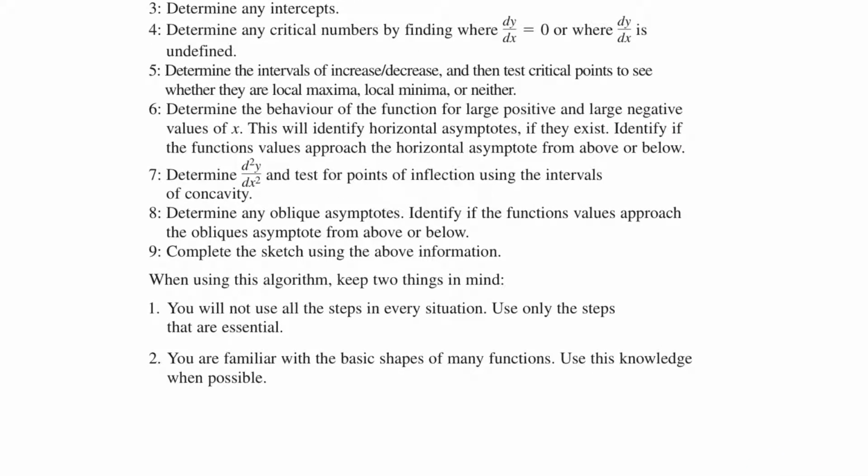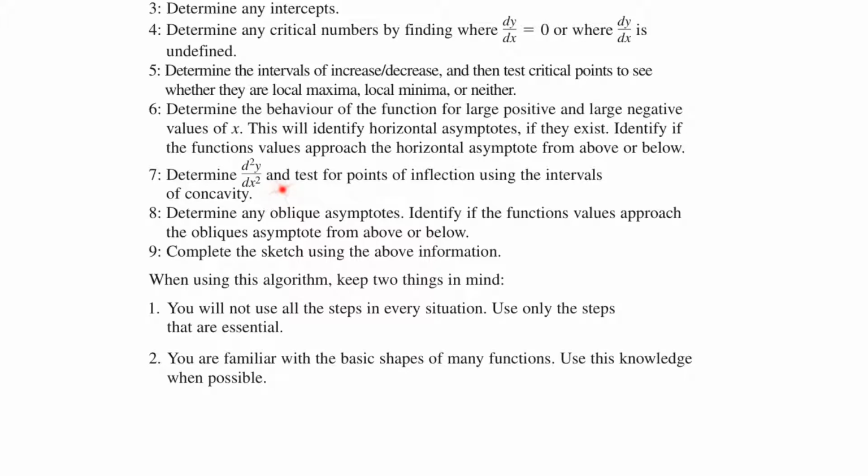Step 6, determine the behavior of the function for large positive and large negative values of x. If x can approach positive or negative infinity, we find the limit of f of x. This will identify the horizontal asymptotes, if they exist, and identify whether the function's values approach the horizontal asymptotes from above or below.